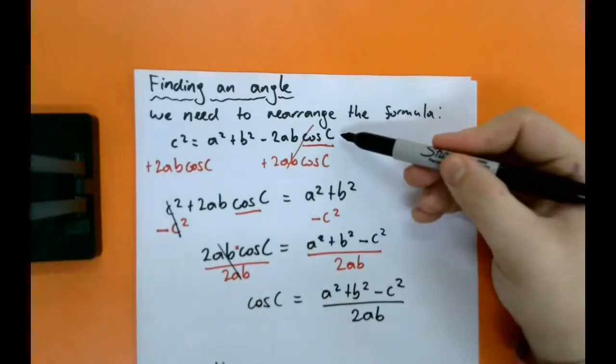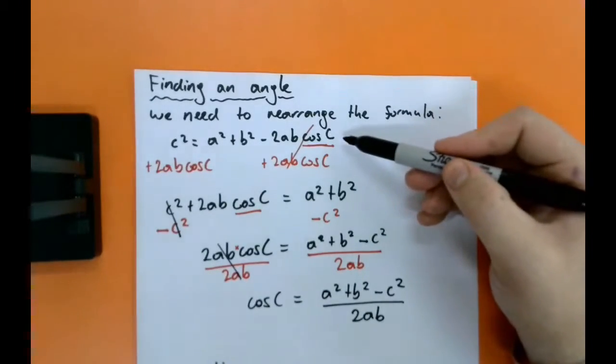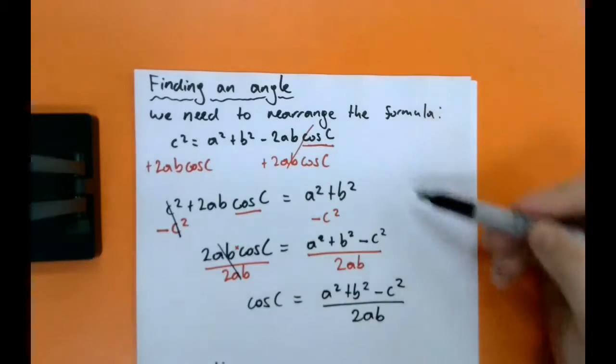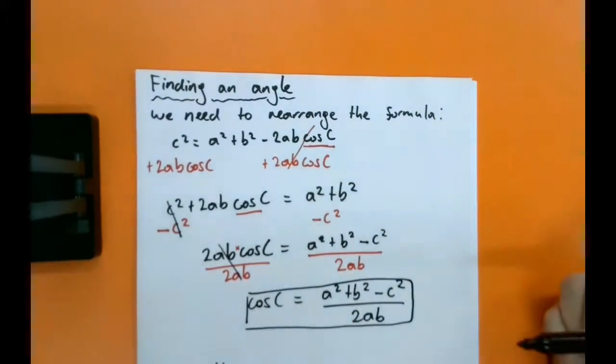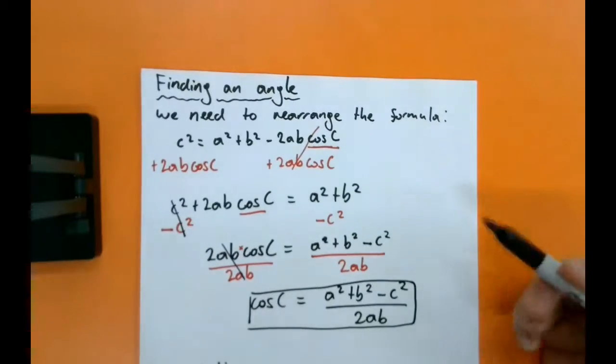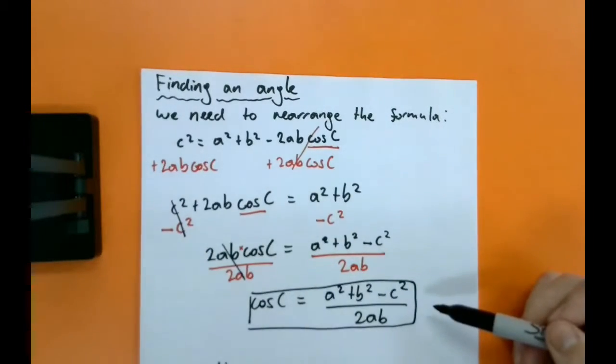So all we've done is take the formula to find a side length of a triangle for the cosine rule and rearrange it to obtain this new formula here, which is going to help us find an angle. So this is what we're going to be using today when we're doing our types of questions.